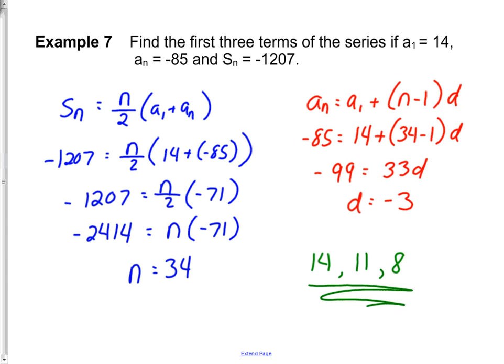And notice that we're going down, and as we go through the 34 terms, since we're going down, we're getting in the negative direction. That's why the sum turned out to be a negative 1,207. So the first three terms of this series would be 14, 11, and then 8.